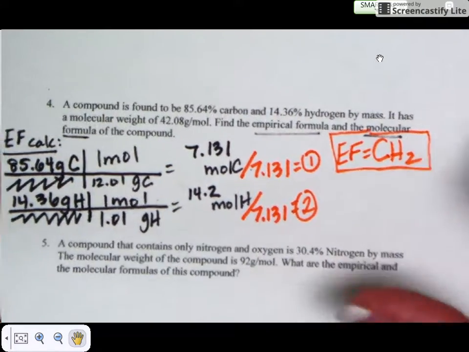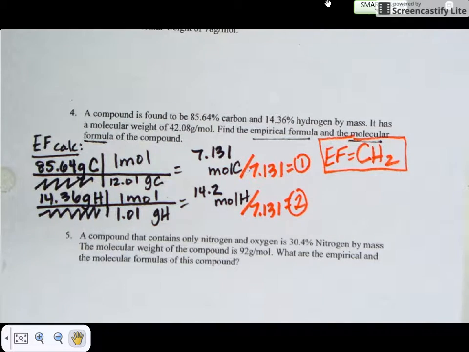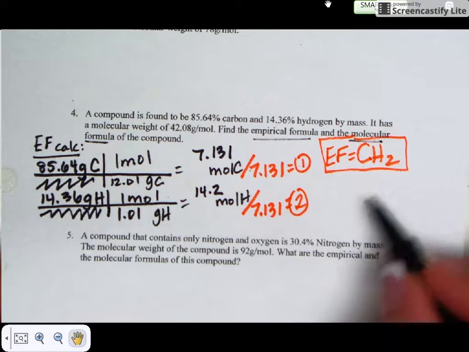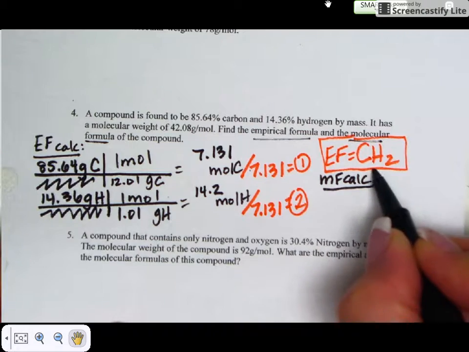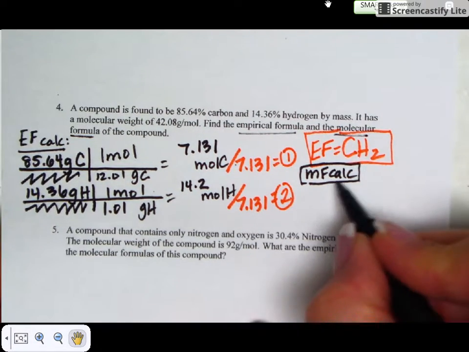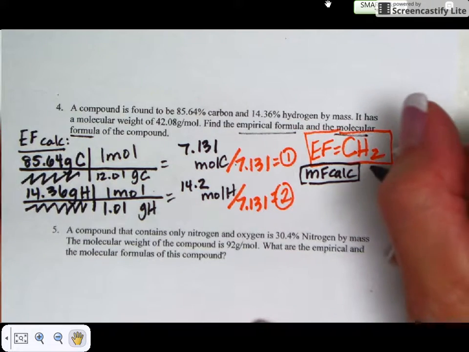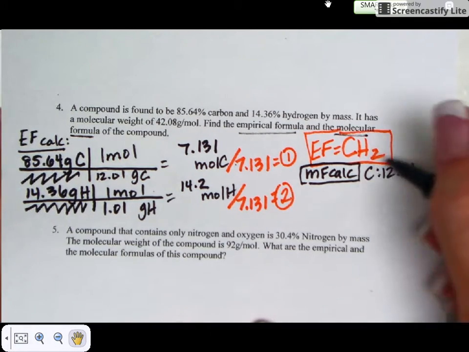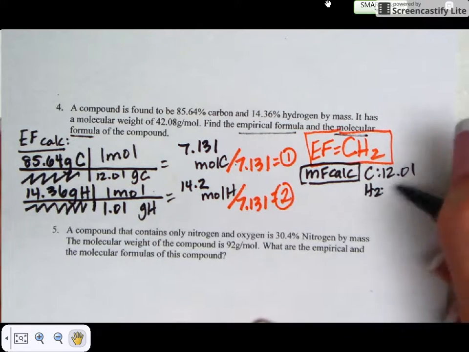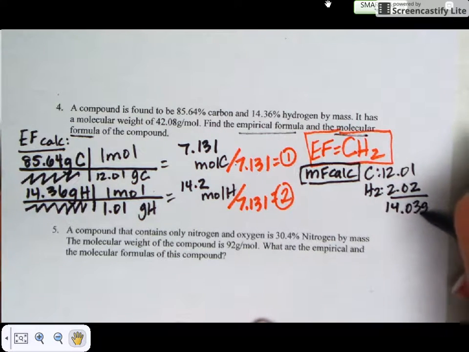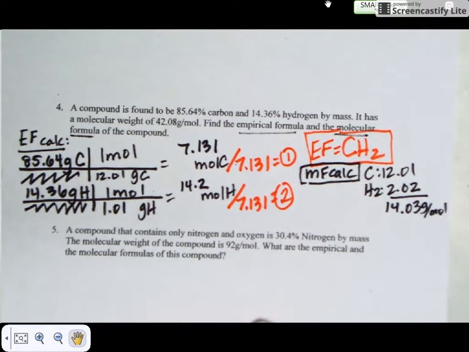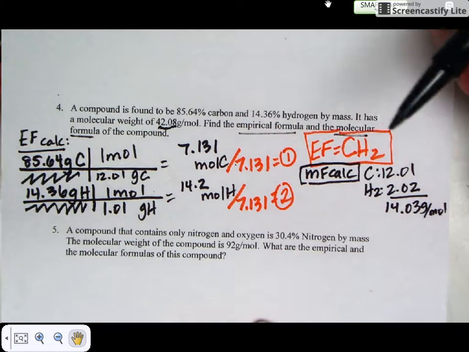Now this is the point that our problem started you off with in the notes examples from the last video. So now we're going to find the molecular formula. I'll put MF calculation under here. This doesn't take very much room. What you want to do is add up the molar mass of the empirical formula. So carbon is 12.01. There's 2 hydrogens, so 2 times 1.01 gives you 2.02. And that's going to give you 14.03 for your empirical formula's molar mass. Now, all you want to do is see how many times this number will go into the true molar mass, which is given as 42.08 grams per mole.